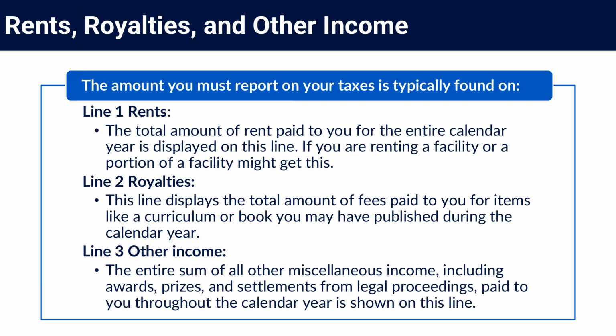The amount you must report on your taxes is typically found on Line 1, Rents. The total amount of rent paid to you for the entire calendar year is displayed on this line. If you are renting a facility or a portion of a facility, you might get this. Line 2, Royalties. This line displays the total amount of fees paid to you for items like a curriculum or book you may have published during the calendar year. Line 3, Other Income. The entire sum of all other miscellaneous income, including awards, prizes, and settlements from legal proceedings, paid to you throughout the calendar year is shown on this line.